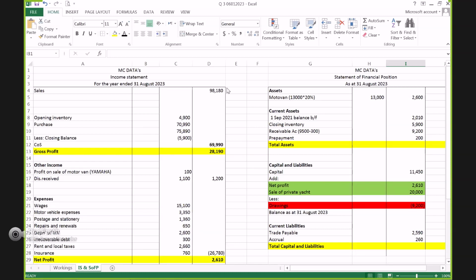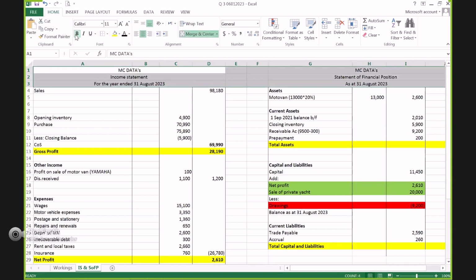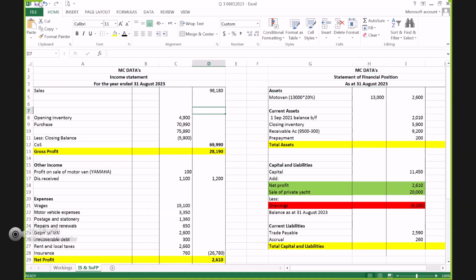Anything else? Thank you. Okay. Students, anything else? Okay, so you understood. The other thing is the next question.